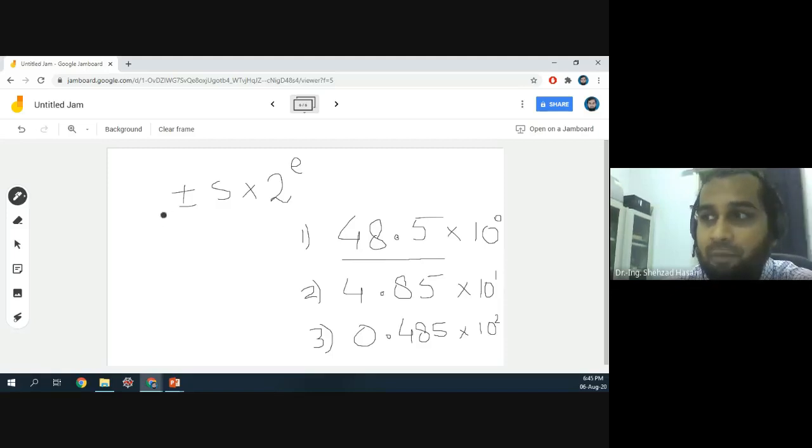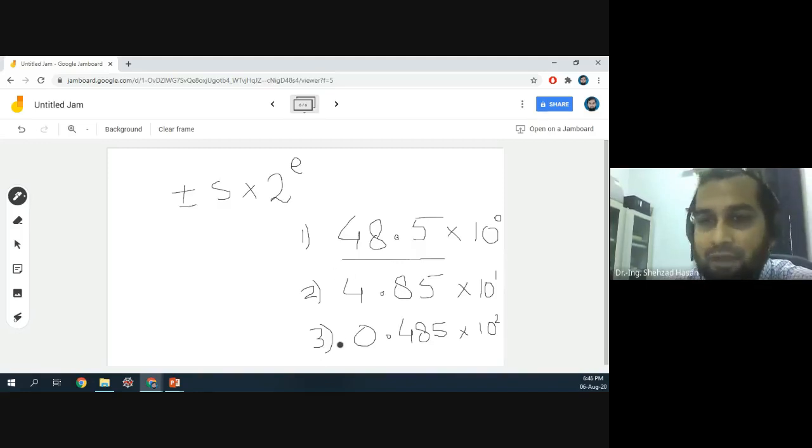If I go with this format, for example, plus minus s into 2 raised to e, this would be my s, this would be my base, this would be my e, and the signs of all of these are plus. So this means that I have different ways to store the same number. Isn't this correct? Do I have different ways?